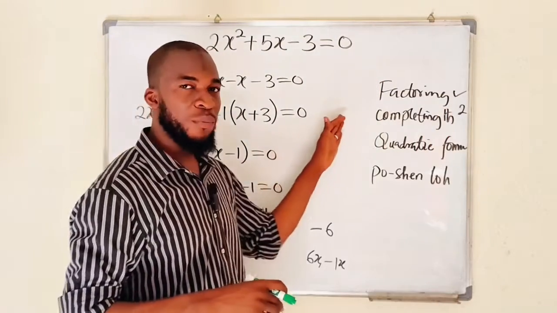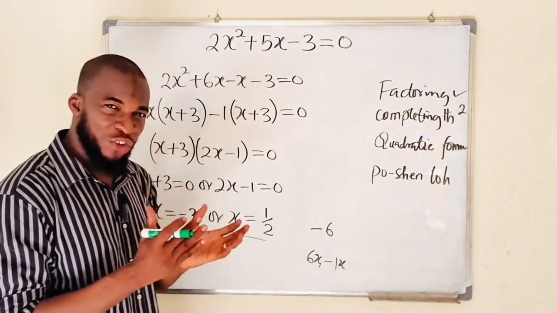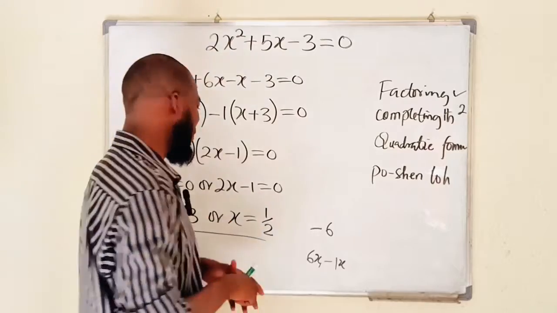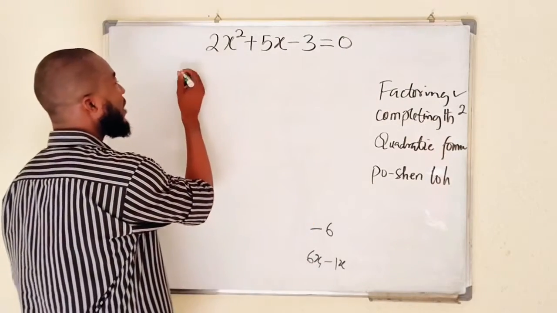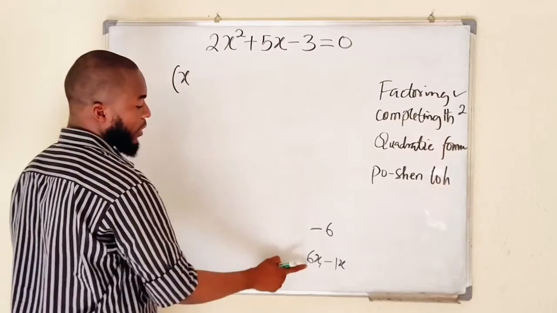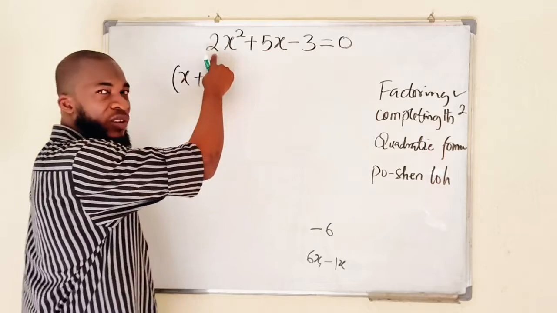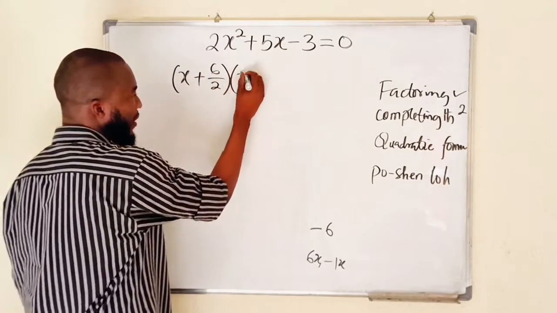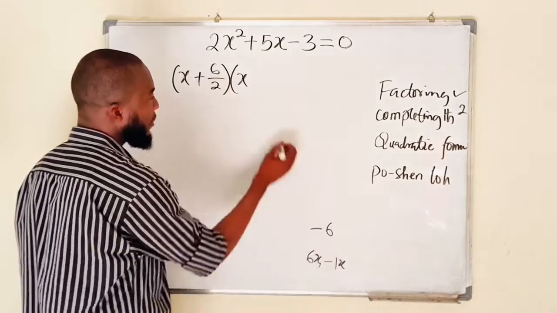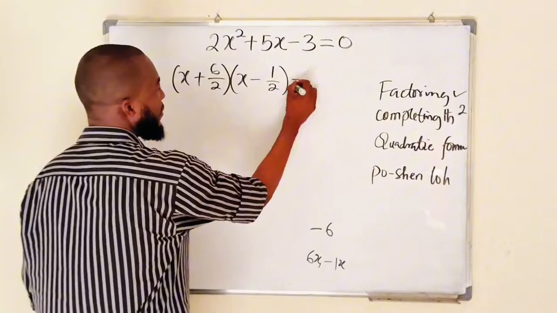But before we move to completing the square method, let me show you a very simple way or a shortcut to factorize something like this. So just use this 6 and negative 1 to factorize this. We have x. 6 is positive, right? 6. But since the leading coefficient is not 1, divide by that. Multiply by another x, then this time around minus 1, right? Divide by leading coefficient. This is equal to 0.